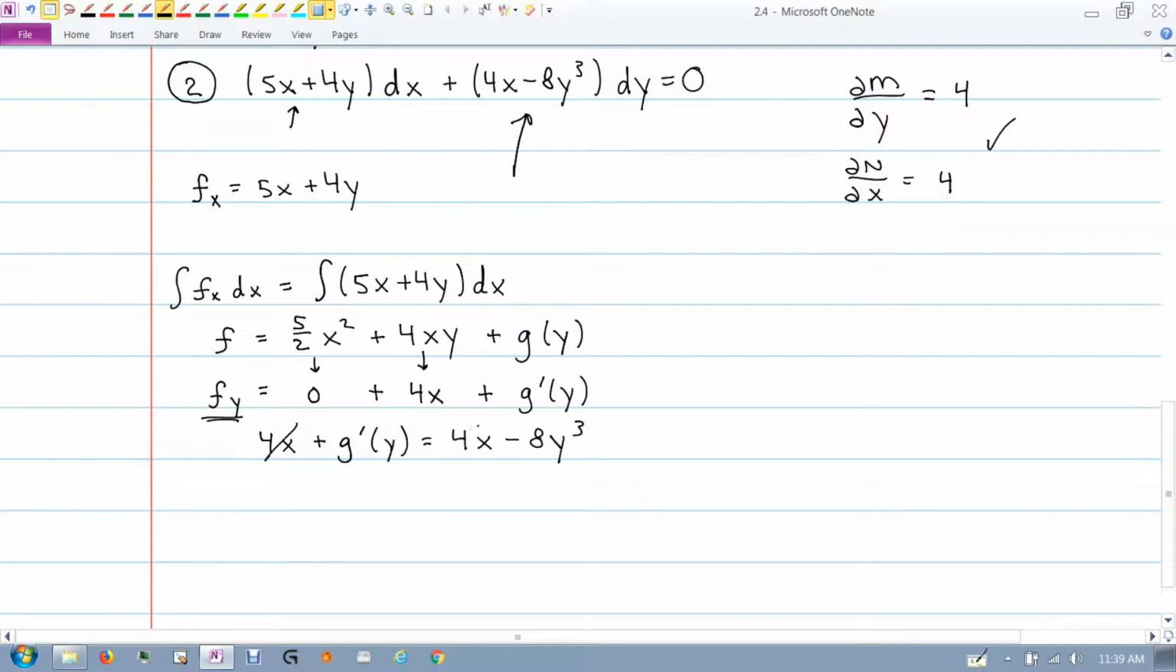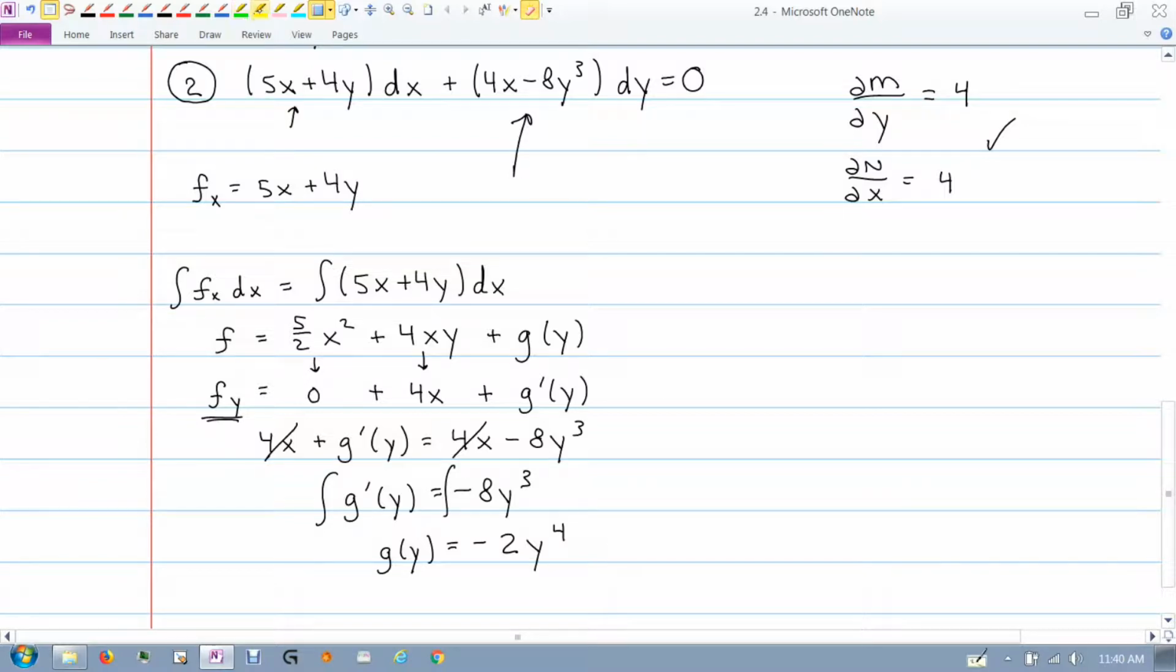Now the 4x's cancel on both sides, and we get g prime of y must then be negative 8y cubed. And if we integrate both sides here with respect to y, then we get g of y equals negative, what is that, 2y to the fourth plus some constant. But remember I said I don't care about that, so I'm just going to ignore it.